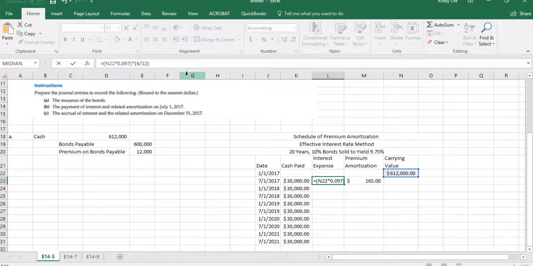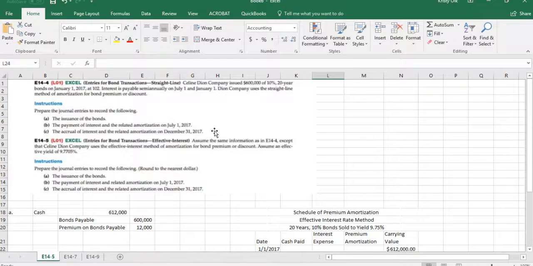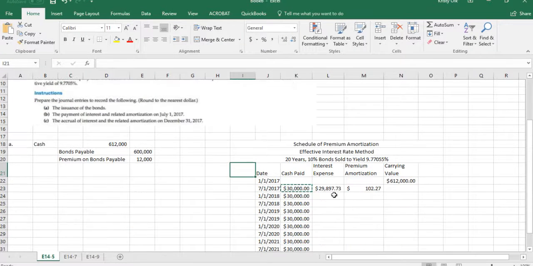I'm sorry, that's 9.7705. I have no idea why I said 9.75. I apparently lost my mind. 9.7705. So we come up with 102.27. For the sake of everything, we'll just leave it as it is.